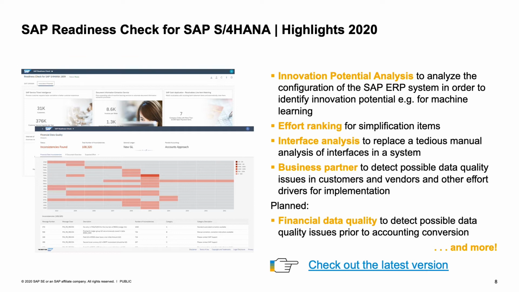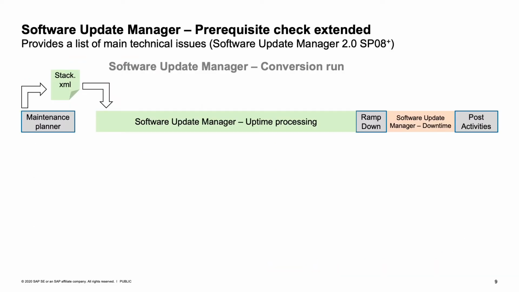That is the list of highlights that we have in this year, and this will be continued, of course, in the following year. Then we have the Software Update Manager, which is, as you know, the engine for the technical conversion. But even before you start the technical conversion, it's worth to check that there is a specific mode that we call the Prerequisite Check Extended. That is already available with SUM 2.0 SP8.